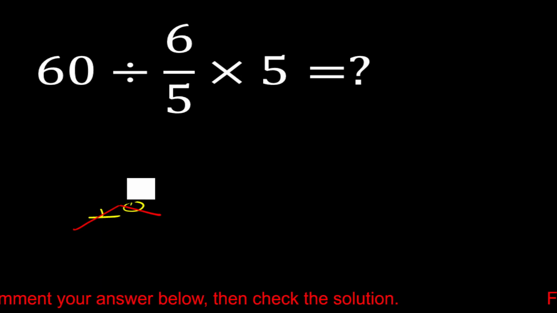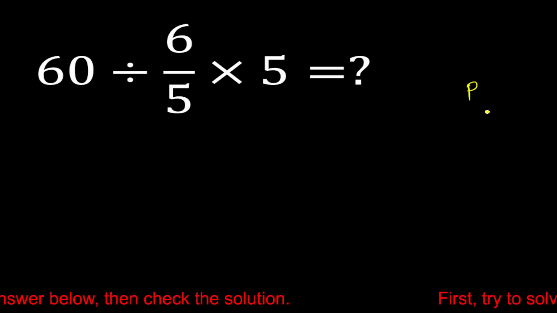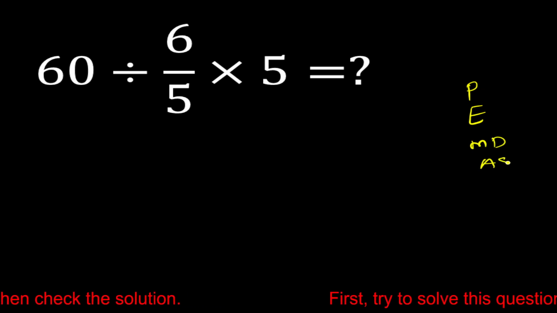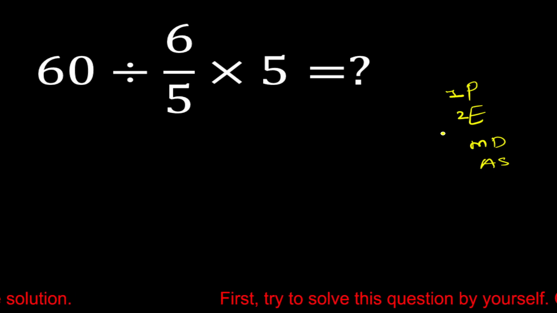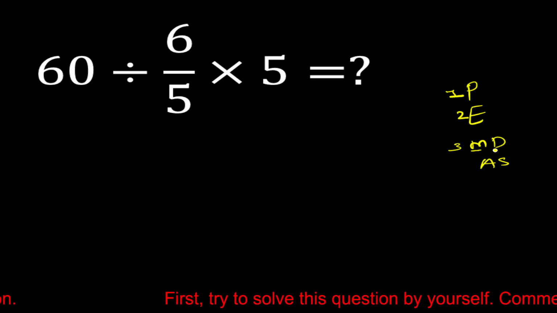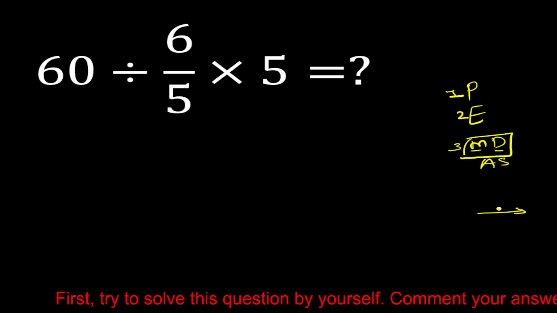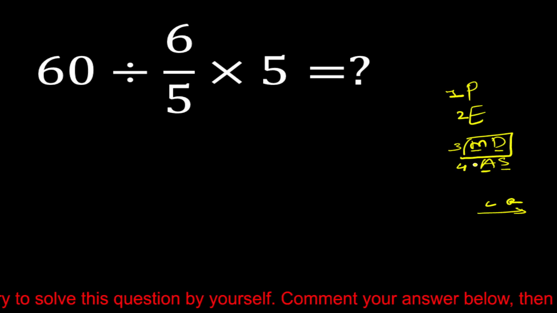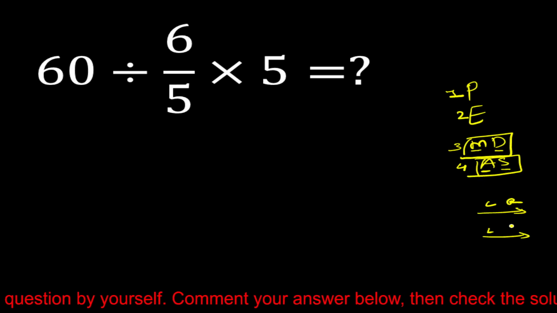Okay, so PEMDAS. According to PEMDAS, first priority is parenthesis, second priority is exponents, third priority is multiplication and division. Here multiplication and division both have equal priority, so we have to solve it from left to right. Okay, then fourth and last priority is addition and subtraction, also both have equal priority, so we have to solve it from left to right.